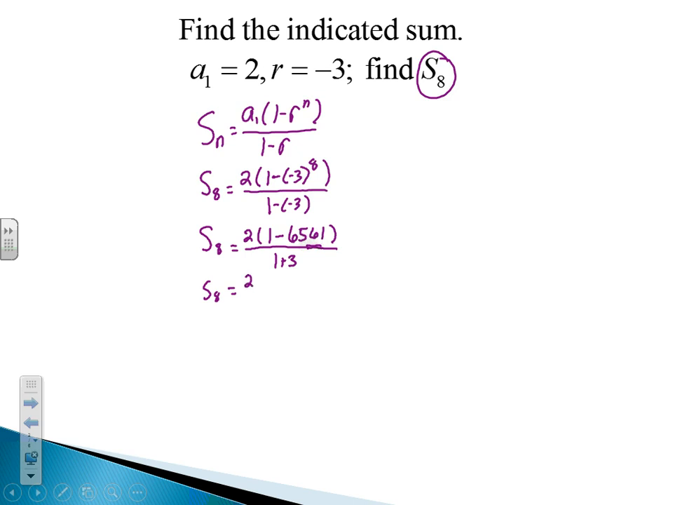So in the numerator inside of the parentheses we wind up with 1 minus 6561, which is just negative 6560 over 4, and you can see that the 2 and the 4 will simplify to give me just negative 6560 over 2. And so s sub 8, the sum of the first 8 terms of this particular geometric sequence, would be negative 3,280.